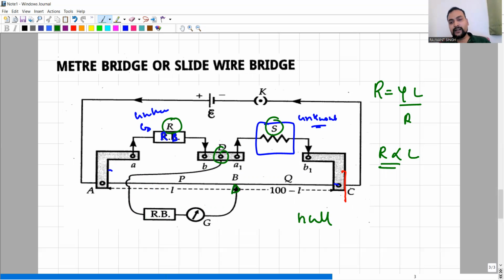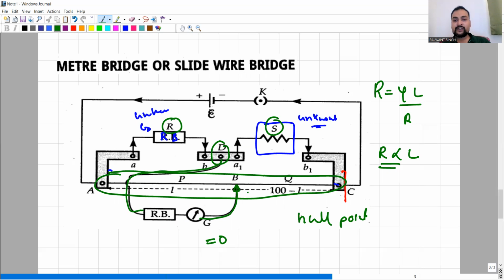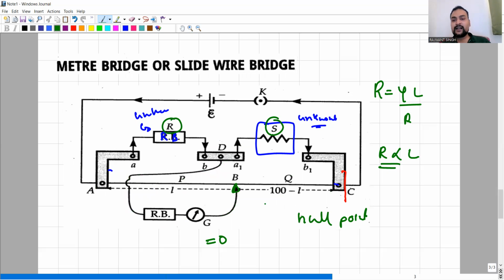Remember what the null point was? Null point was a point on this meter bridge where the reading of this ammeter or galvanometer becomes zero. So we will have this setup from the point D, again a wire, resistance box, and an ammeter, and this jockey I'm going to slide over this meter bridge, and I will find a null point, again the point where the reading of this ammeter is zero.